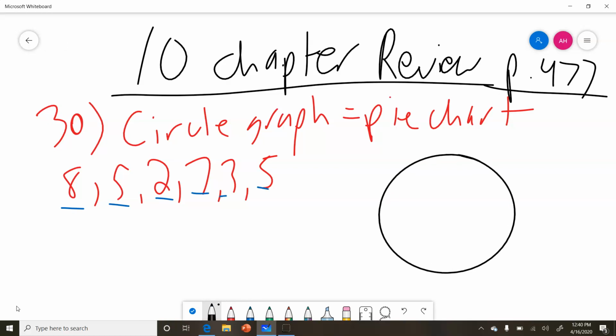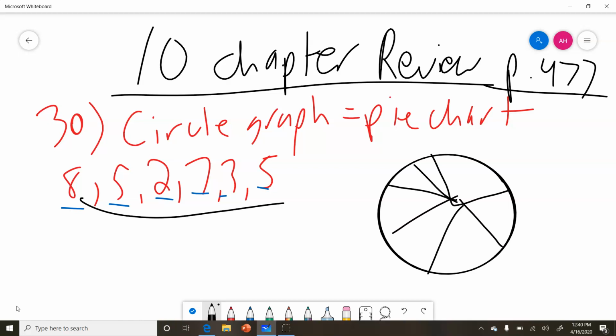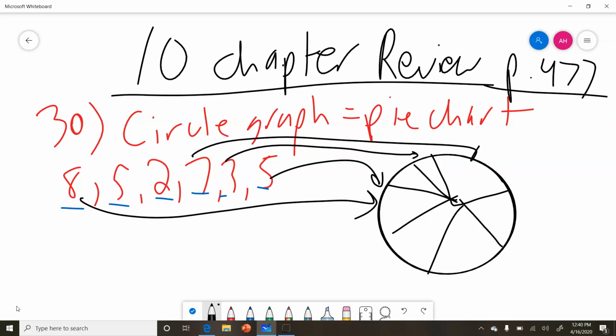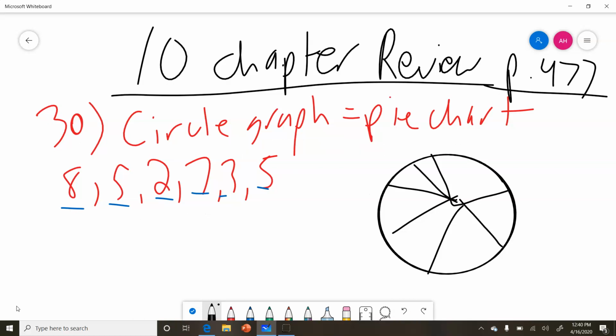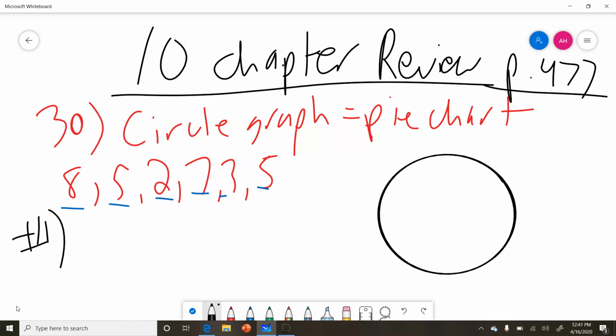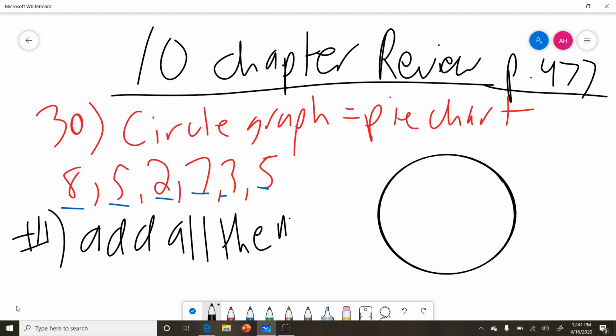So we're going to have a circle that looks like this, and then it's going to be split up, and each one of these is going to get its own section, right? The 8 is going to represent here, and the 5 here, and the 3 and that little one, and the 7 this big one. So I'm going to erase that, but that's basically what's going to happen here at the end once we have these. So the first step, this is very important. Number 1, we need to add all the numbers.